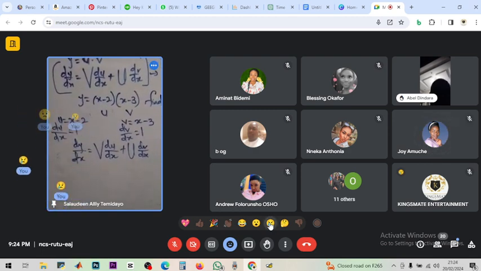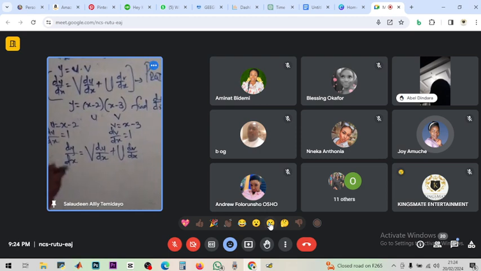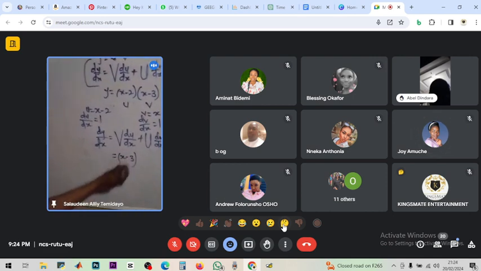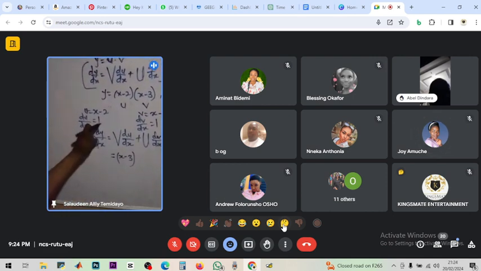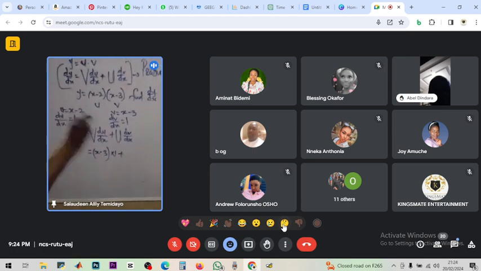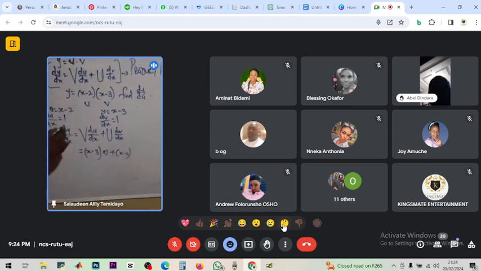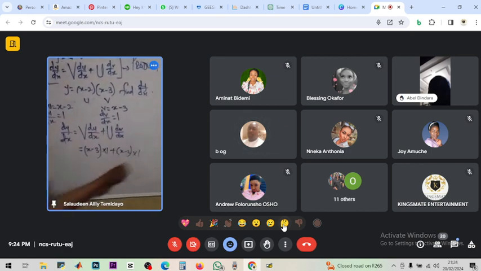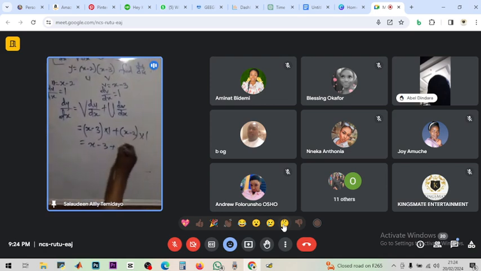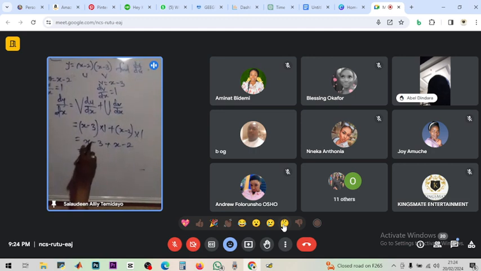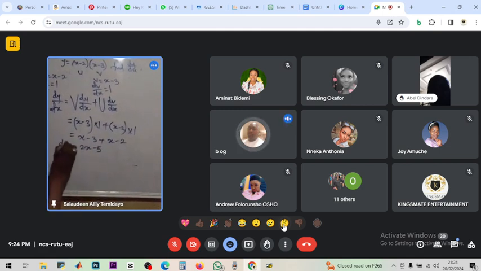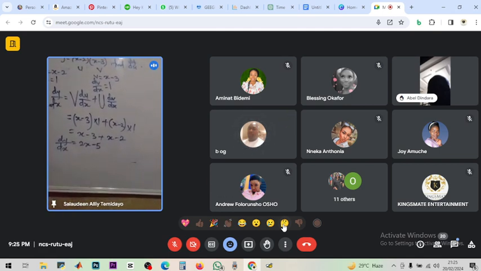No matter, I beg, know the formula. It's very simple. What is v? v is x minus 3. Remember, x minus 3 times du dx, which is 1, plus u, which is x minus 2, times dv dx, which is 1. So we have x minus 3 times 1 is x minus 3, plus x minus 2 times 1 is x minus 2. Add them together: x plus x is 2x, minus 3 minus 2 is minus 5. So dy dx equals 2x minus 5.